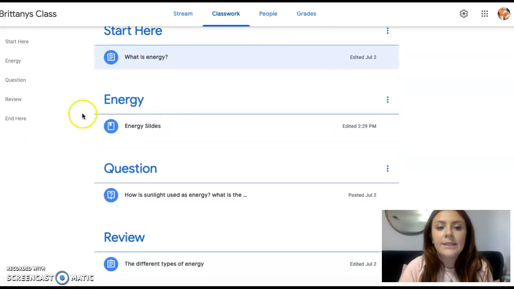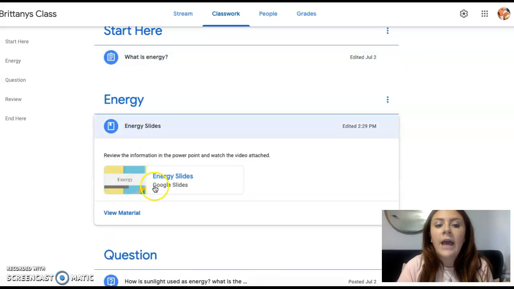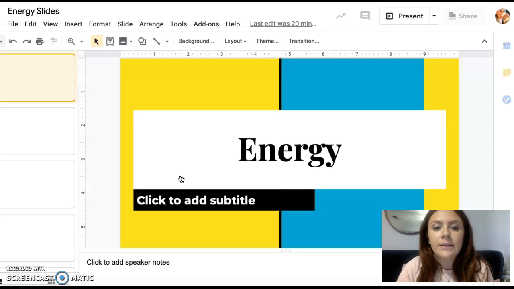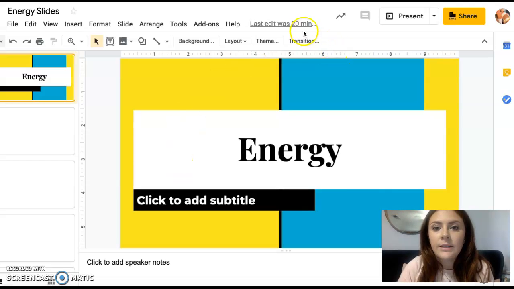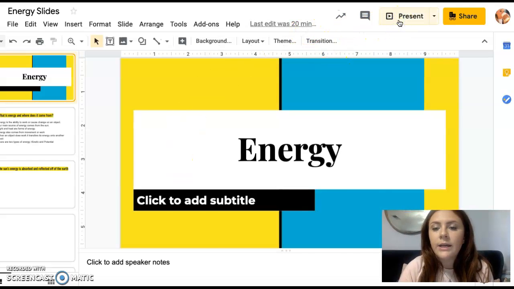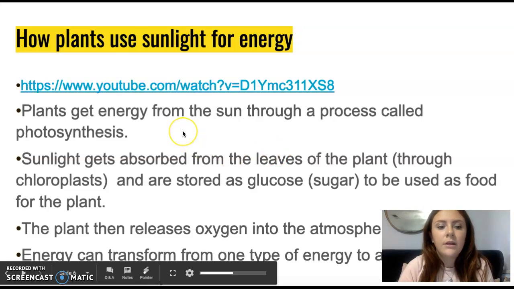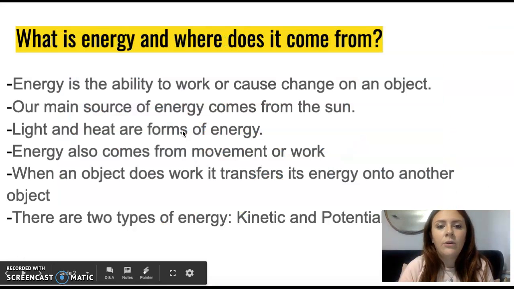Then we're going to close that. Second step is this energy tab. You're going to click on here, and I've created these slides. This is basically our unit breaking down, where I explain to you what energy is. As soon as it loads, we can go ahead and do that. I want to just show you guys. Bear with me while it loads. Here it goes. Oh, we skipped a couple.